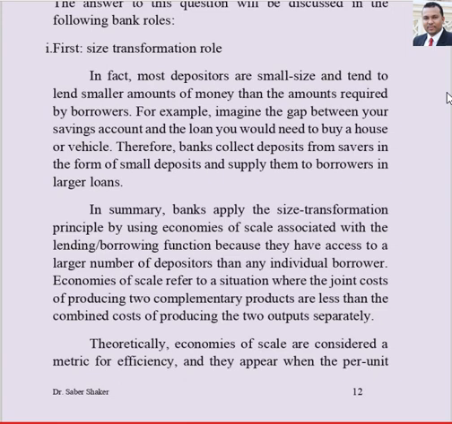So imagine the gap between your saving account and the loan you want in order to purchase a house or vehicle. The bank collects small size deposits: maybe one client deposits 5,000, another client 10,000, client number 3 20,000 pounds, and one investor requests 1 million as a loan. So in this case, the bank collects small size deposits and transforms them into large loans.